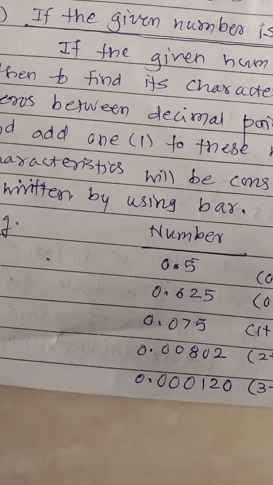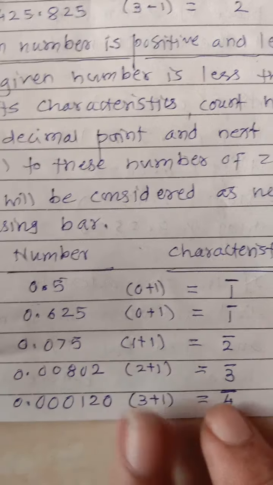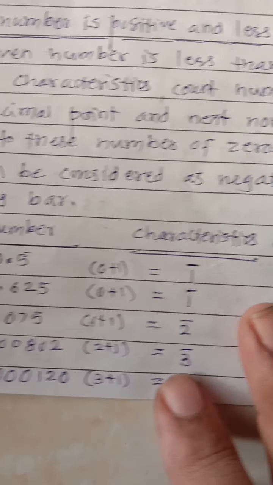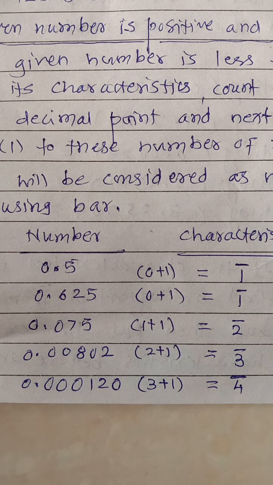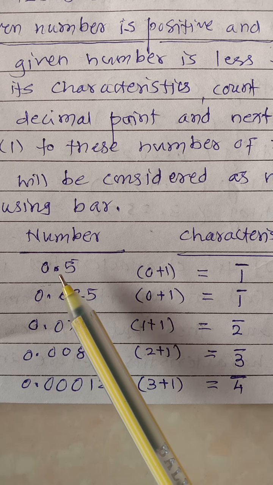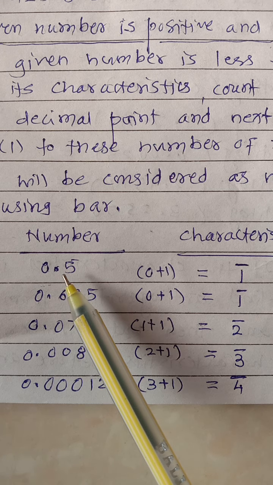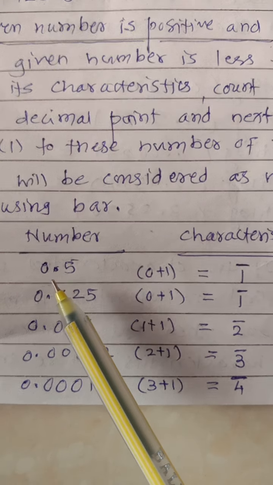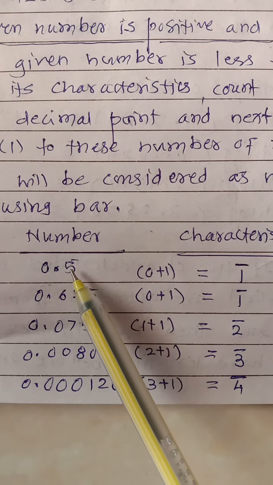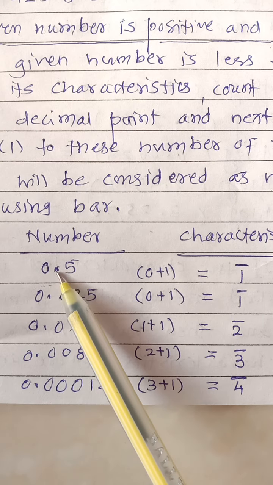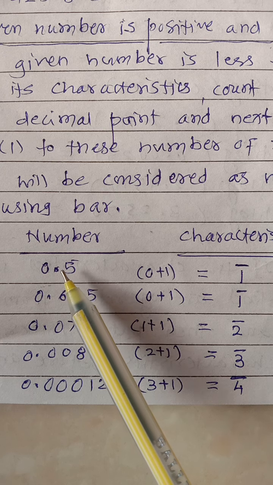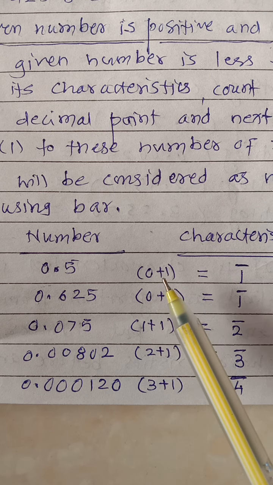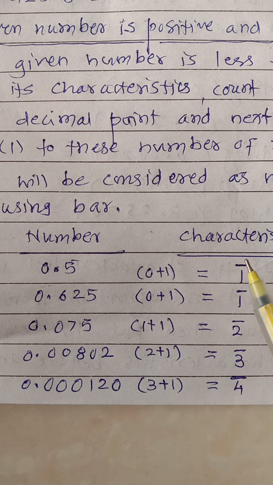For example, some examples are given here. Again, the number and its characteristic, which is negative, are given. In the first case, the number is 0.5. In this number 0.5, the number of zeros between the decimal point and the next non-zero digit, that is 5, is 0. So here is the decimal point, here is the non-zero digit 5, and between the decimal point and 5 the number of zeros is 0. Then 0 plus 1 will be equal to 1, which will be written as 1 bar.